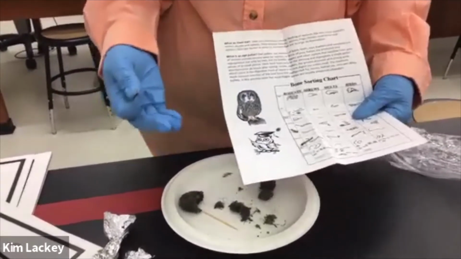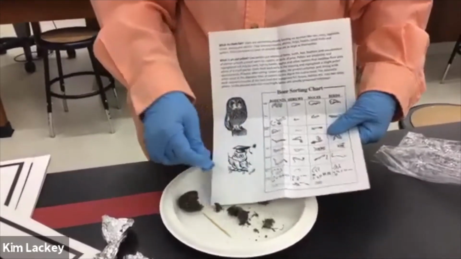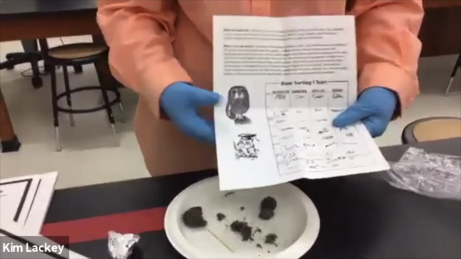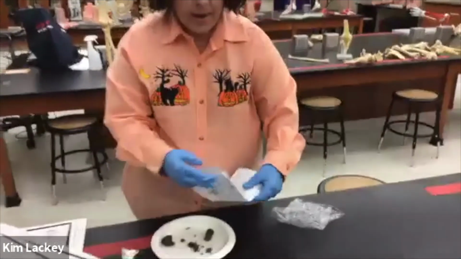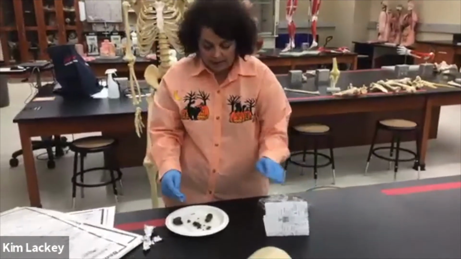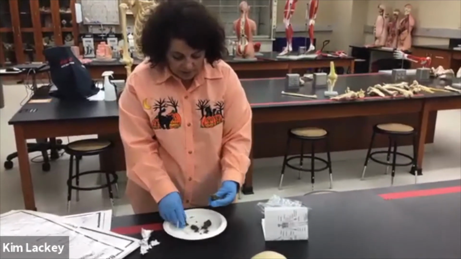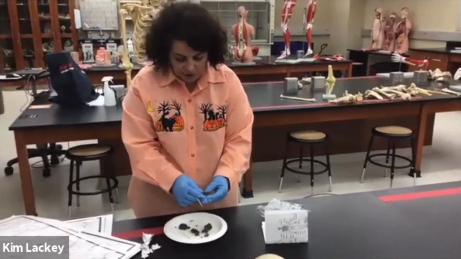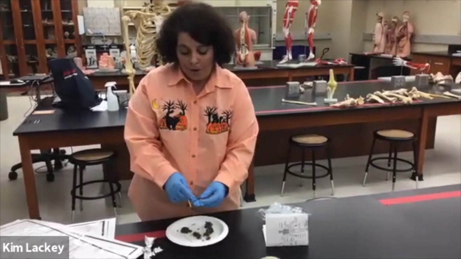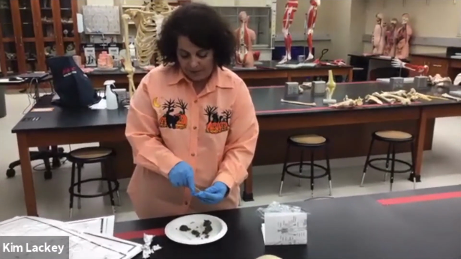Every once in a while we'll find some that have two skulls in them, but generally the owls are going to eat one prey, and then they're going to have one casting from that. And so have fun digesting and studying all about owls and what the owls have been eating locally.